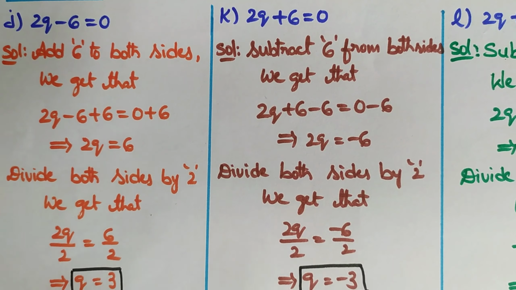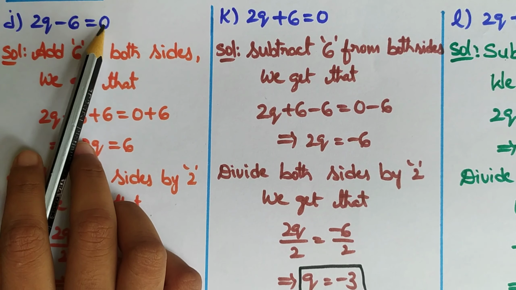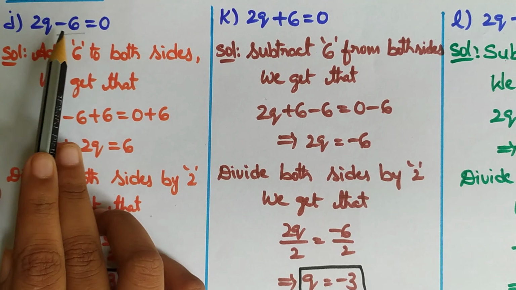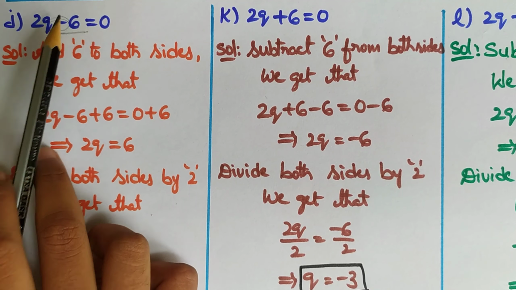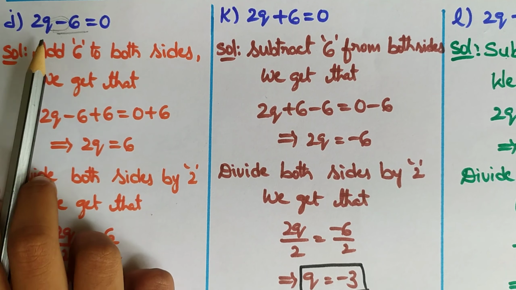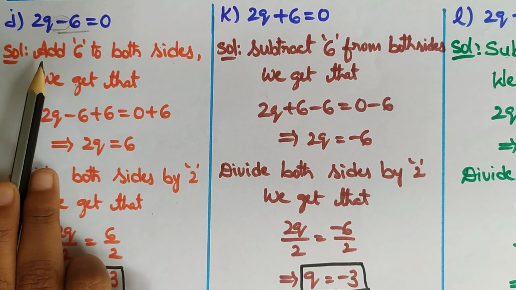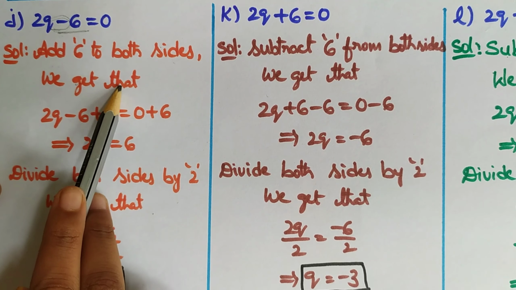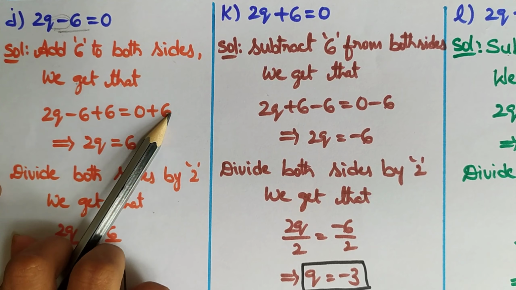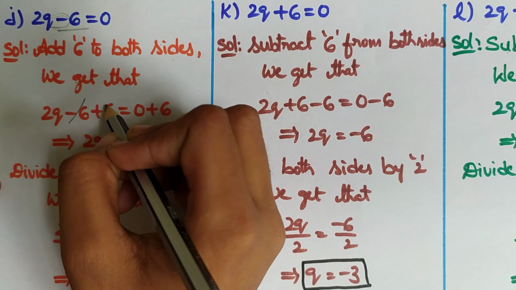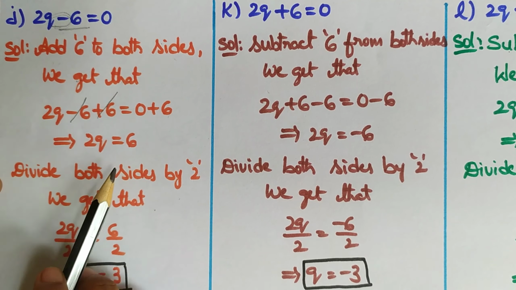Okay friends, now let us see J bit. 2q minus 6 is equal to 0. Now here it is minus 6. Minus means plus. So minus plus, subtract, add. So add 6 to both sides. We get that here minus 6, so plus 6. Add 6 to both sides, we get that 2q minus 6 plus 6 is equal to 0 plus 6. Now minus 6 plus 6 get cancelled, and 2q is equal to 0 plus 6 is 6.